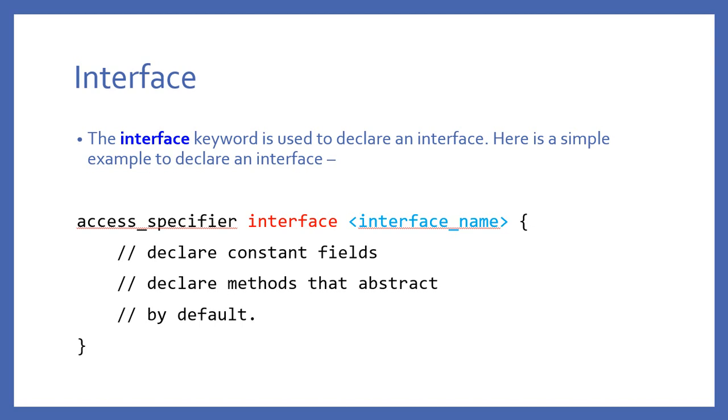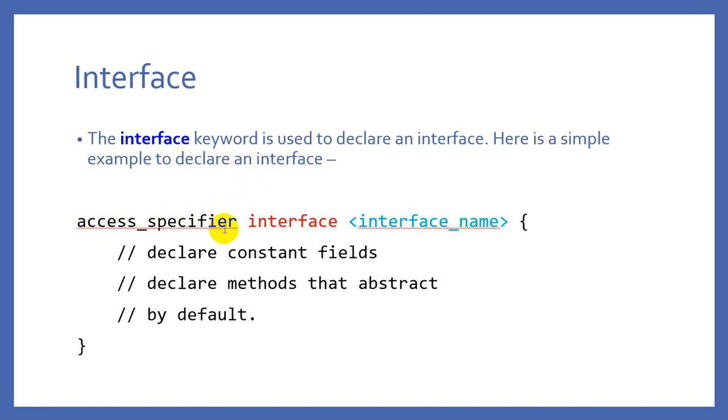We will discuss the syntax of the interfaces, how we can use them. The interface keyword is used to declare an interface. Interface basically is a keyword. If you want to declare an interface, you will have to use this keyword. Here's a simple example to declare an interface.